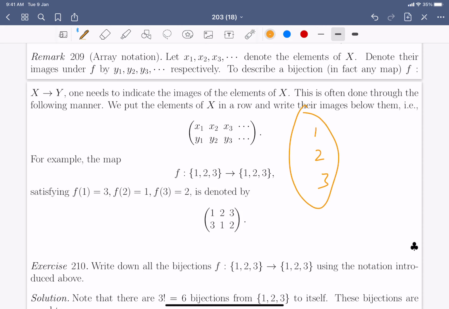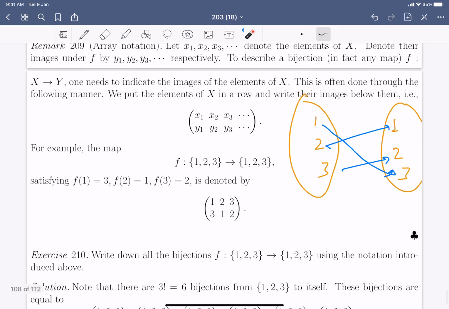Oh yeah, probably this is the classical notation that we used to have in our school days. So we have a function which sends 1 to 3, which sends 2 to 1, and which sends 3 to 2. Note that a function can also be described in this fashion, but it will just consume too much space.